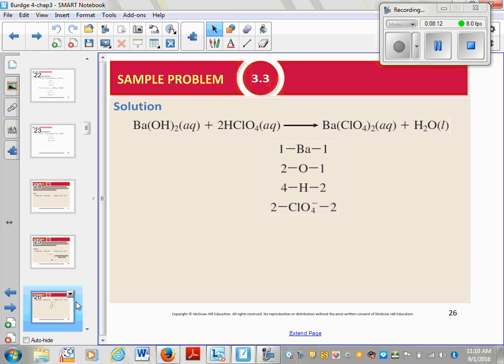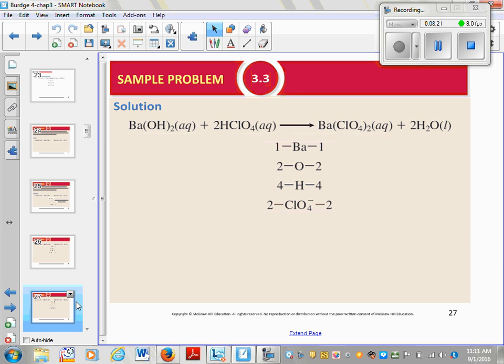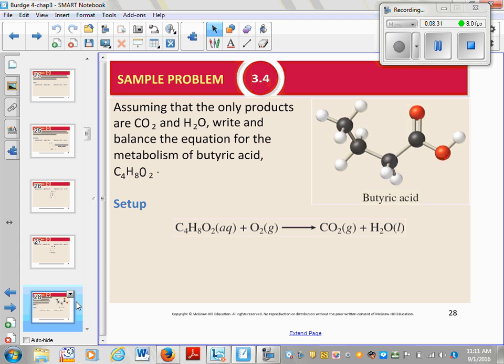So you can see the first thing I do is balance the chlorate anions, the ClO4s, and then they did the hydrogens. We didn't have to do the bariums. And then they did the oxygens.